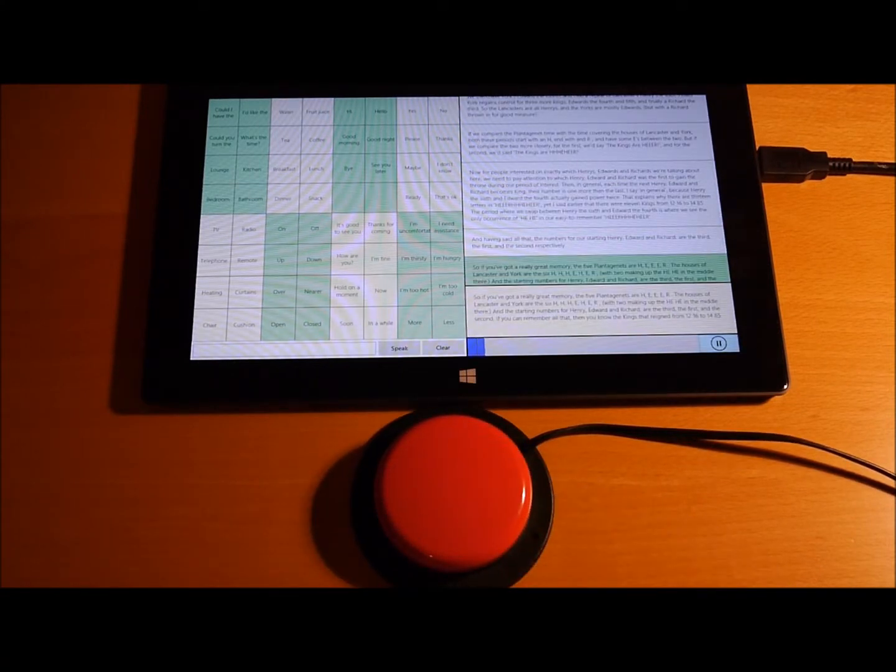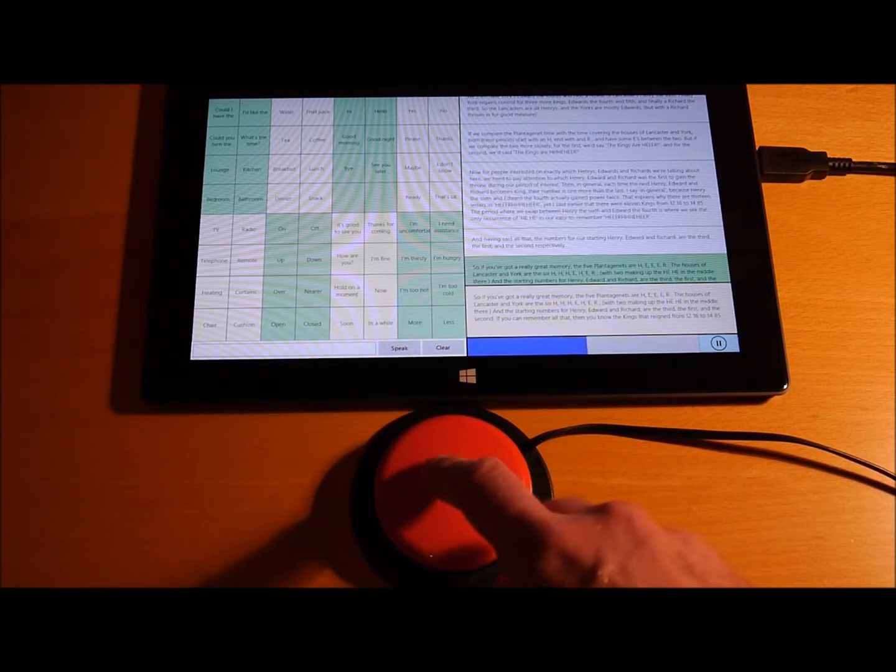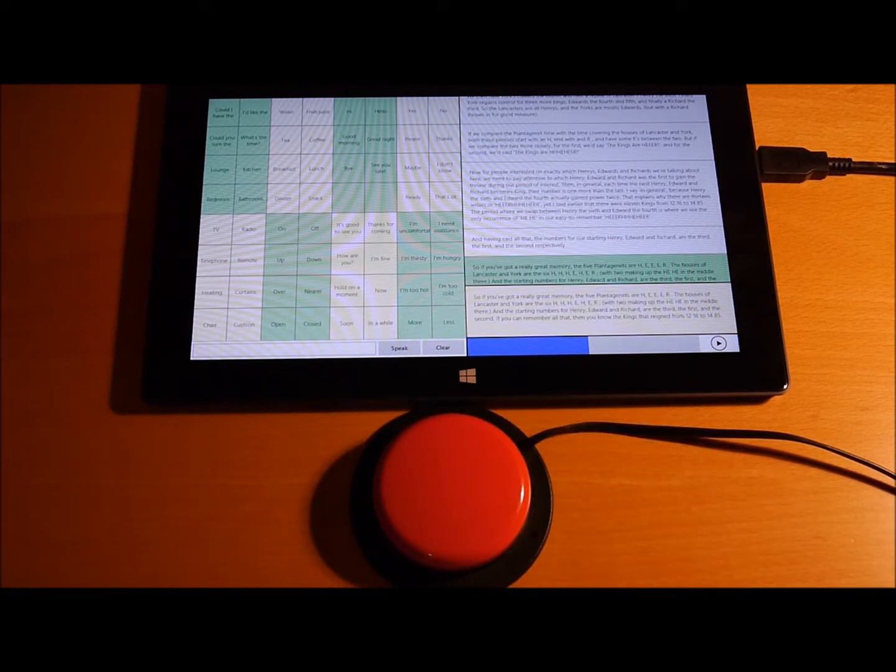So if you've got a really great memory, the 5 Plantagenets are H, E, R. The houses of Lancaster and York are the 6 H, with 2 making up the "he" in the middle there. And the starting numbers for Henry, Edward and Richard, are the 3rd, the 1st, and the 2nd. If you can remember all that, then you know the kings that reigned from 1216 to 1485.